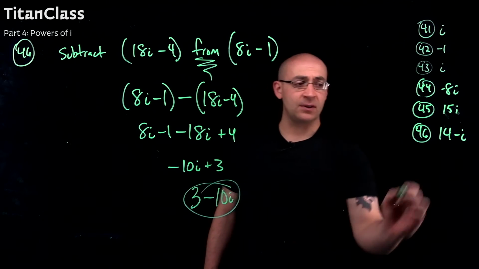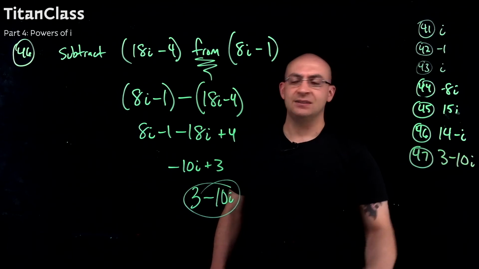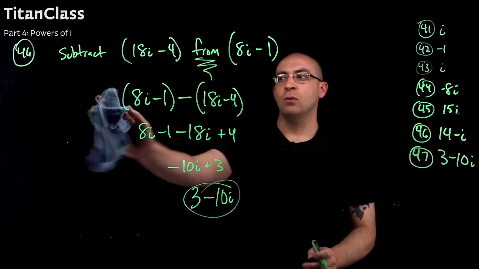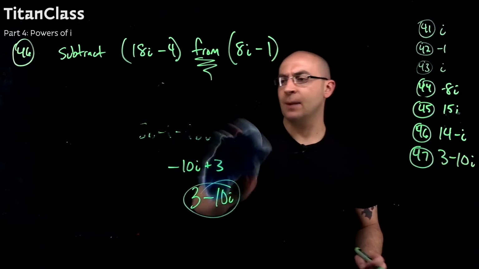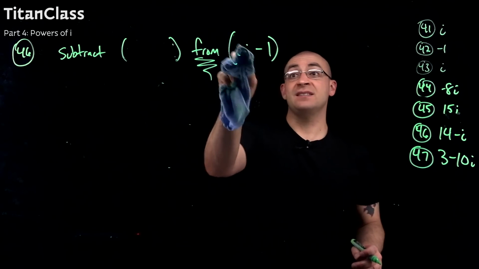This problem was awful. We'll do another one like this. I'll make one up. So 47 is 3 minus 10i. Oof. Gotta be careful with that word "from," okay? Again, I'll make one up real quick. That problem is terrible.